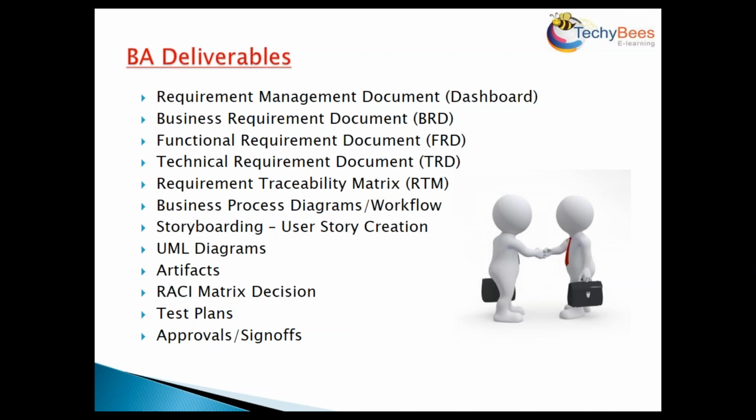RACI stands for responsible, accountable, consult and inform. How do you create a RACI matrix? How do you create test strategy, test plans, and how do you execute the test plan? A test plan contains the test scenarios and the test cases. Finally, how do you get approvals and sign-offs for each of the documents or the artifacts that you create as needed?